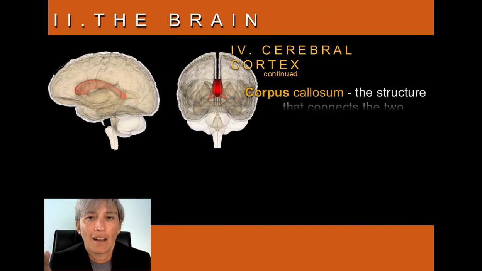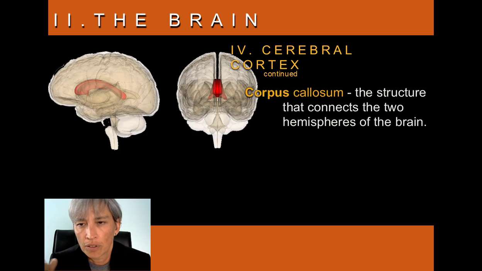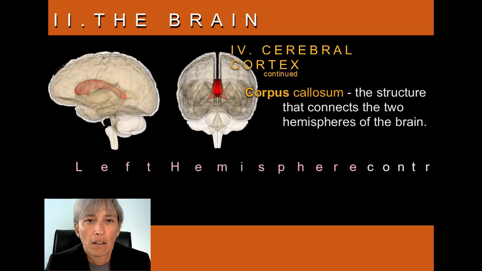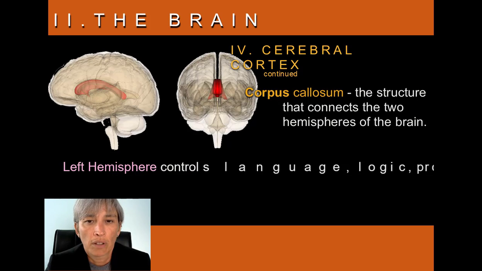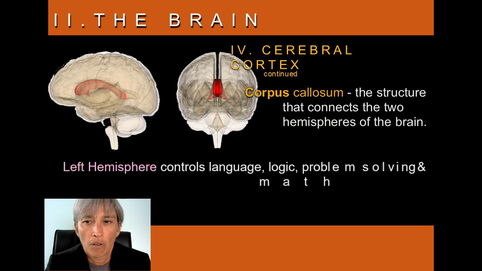So you can see that, again, she's unaware of her situation or that she is not effectively communicating. So kind of sad. The cerebral cortex is connected by the corpus callosum. So the red section there in this graphic, this is the structure that connects the two hemispheres of the brain. And allegedly, the left hemisphere controls language, logic, problem solving, and math.